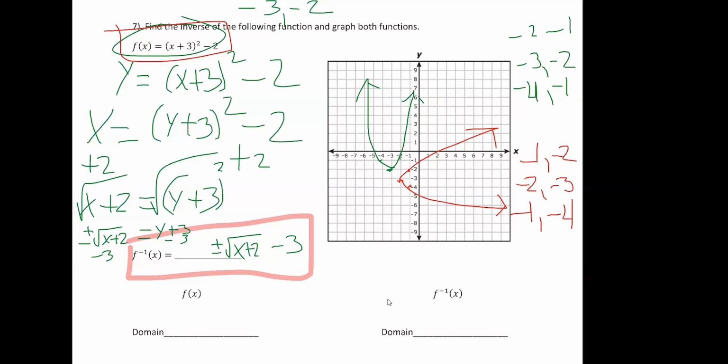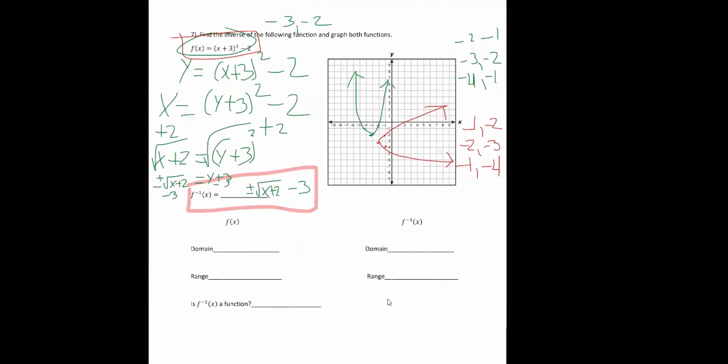But they want the domain and range of our function and the inverse. Remember, the function's the one in green. So my domain is going to be all real numbers for that green function. It's going to go to the left and to the right forever. But the range, if you look, is everything above -2. So you could write that as y greater than or equal to -2. Or if you prefer interval notation, you could do -2 to infinity.